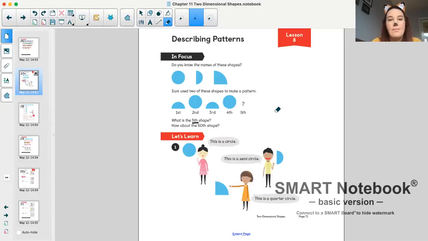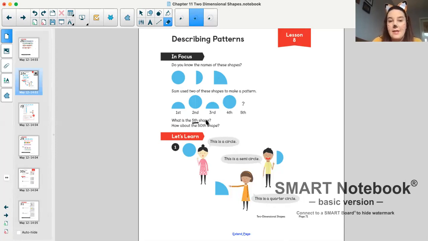So today we are going to be learning about describing patterns. Okay, so first thing we're going to talk about is what are these shapes? So pause here. Okay, this is a semicircle, not a semicircle. This is a circle, and then we've got a semicircle, and then we've got a quarter of a circle. Okay, they even say it down there to remind you.